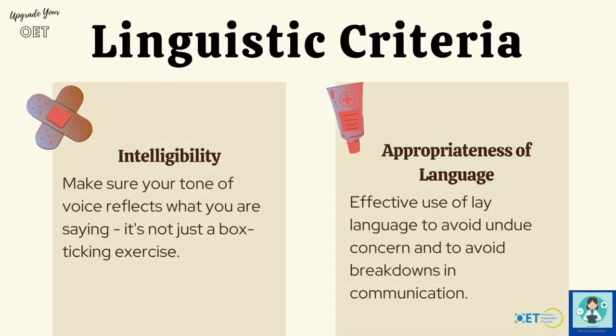Then, appropriateness of language. Make sure that you're using lay language effectively. You don't want to cause your patient undue concern by using really technical medical language. You don't want to have any breakdown in communication. So think about what medical terms are given to you in your role play card, and think about how you can explain that in everyday, easily accessible lay language. Those are the 2 main things that the OET have told us really make a difference in getting those 400 grades.